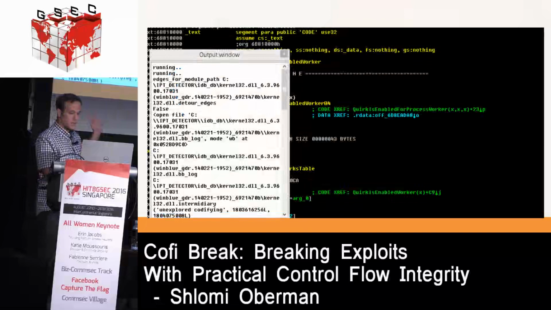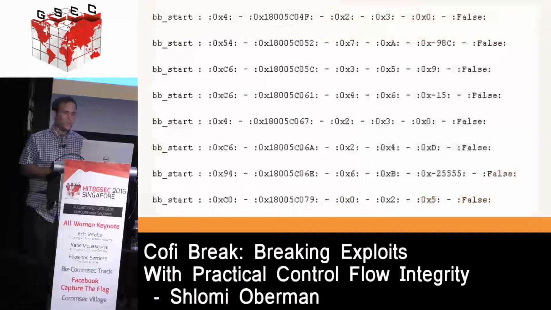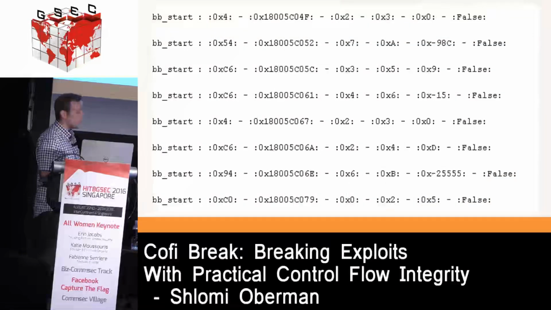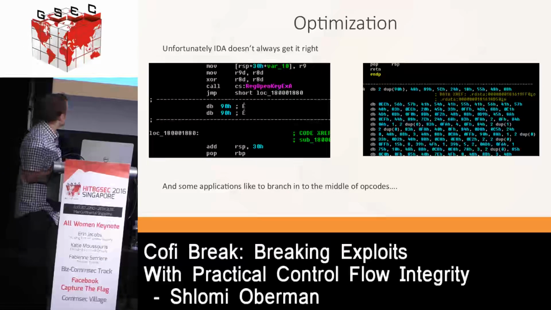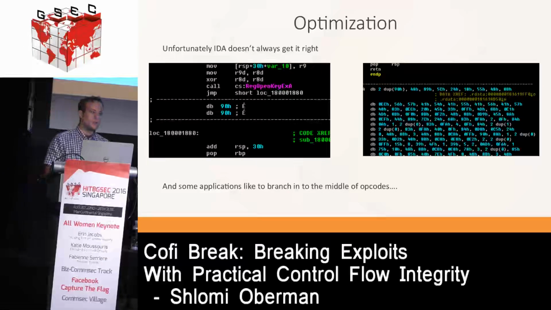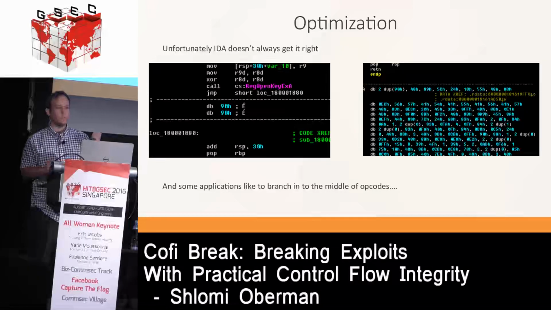Either Python script over Python. This is what the output looks like, a bunch of basic blocks with the addresses, the length, their characteristics, etc. Unfortunately, this is not perfect. It's not perfect because IDA makes some mistakes. It's not perfect because some programs like to perform all kinds of anti-reversing tricks and jump into the middle of opcodes, and we have to have this perfect, right?